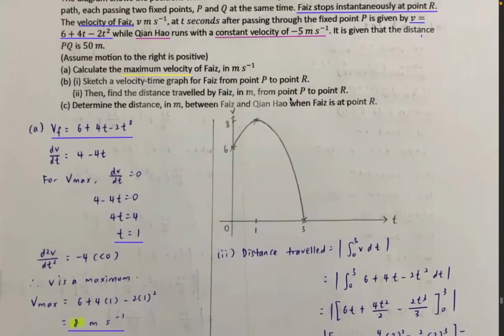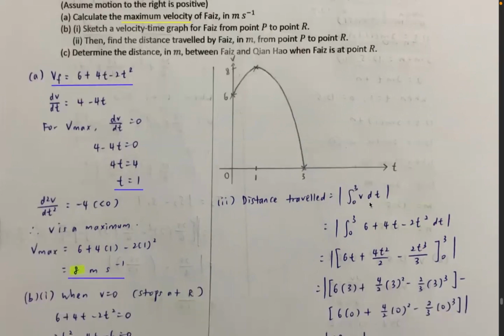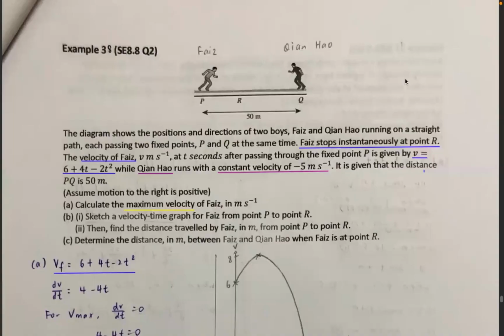Okay, then let's check. Point P is the starting point. So at point P, t equals to 0. At point R, t equals to 3. So we integrate from 0 to 3, v dt. So v is 6 plus 4t minus 2t squared. We sub here. Then we do integration. Then we sub 3 inside the function minus sub 0 into the function. So we have answer distance traveled is 18 meters.